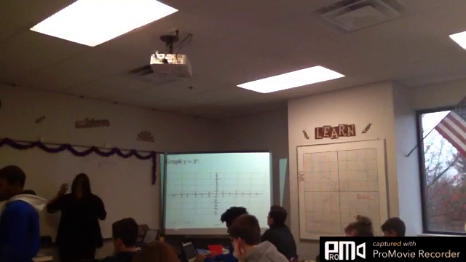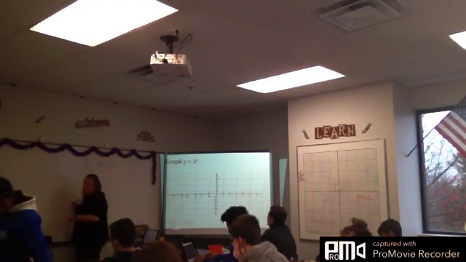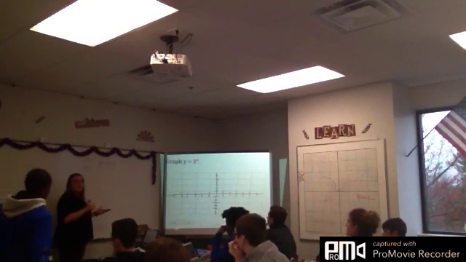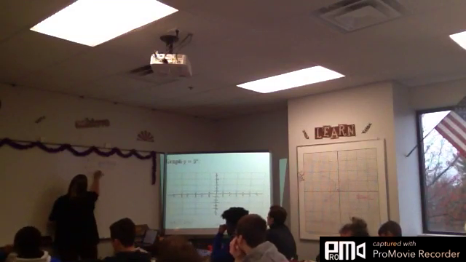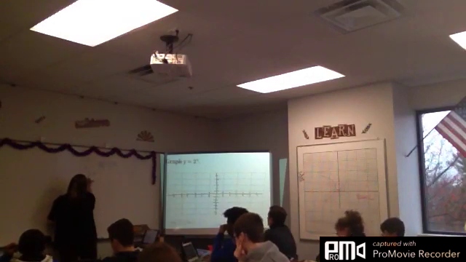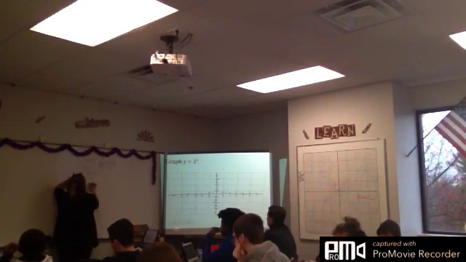Now, if I plug -2 in, I get 2 to the -2. What do you have to do with that? Flip the exponent. So it's 1 over 2 squared, which equals 1/4. Then you have y equals 2 to the -1. What happens there? 1 over 2 to the first, which is 1/2.